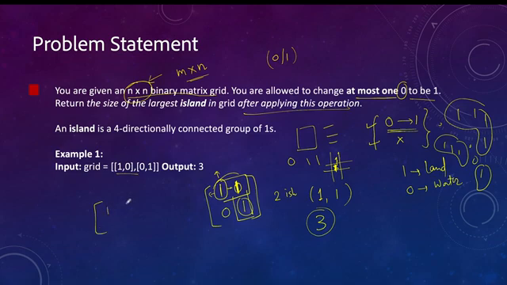But let's say we have 1 1 1 1. In this case all are already 1, so we cannot convert any 0 to 1. So in this case it's already 4, and this is the largest possible size. So how can we solve that?